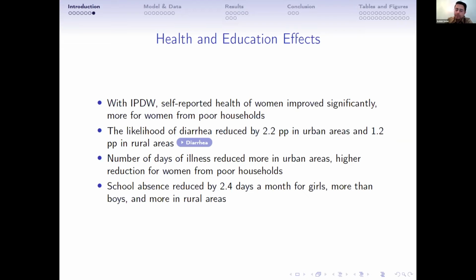So pipe water then becomes a critical element in understanding how the differences between girls' and boys' educational outcomes take shape in the absence of infrastructure. So these are some of the results that we have. I would be very happy to answer any comments or questions you might have.